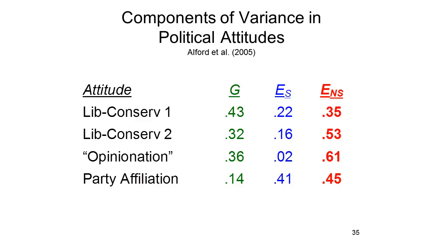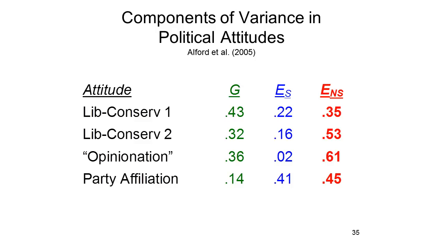But once again, the contribution of the non-shared environment was in each case far greater than the contribution of the shared environment. Things were somewhat different for party affiliation. Here there's no genetic contribution to speak of, almost all the action is in the environment, and the contributions are about evenly divided between the shared environment and the non-shared environment. It's very interesting that there's any genetic contribution at all to liberal versus conservative attitudes, but it's not surprising that there's no genetic contribution to party affiliation.